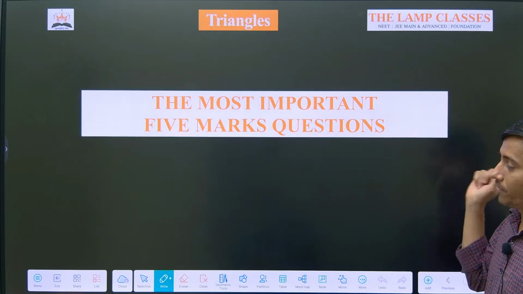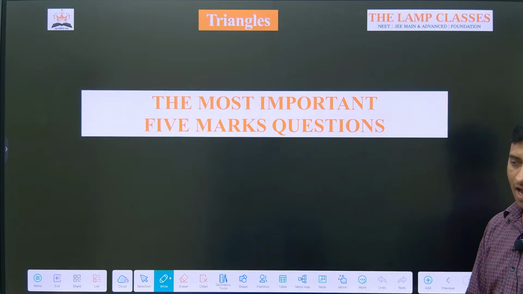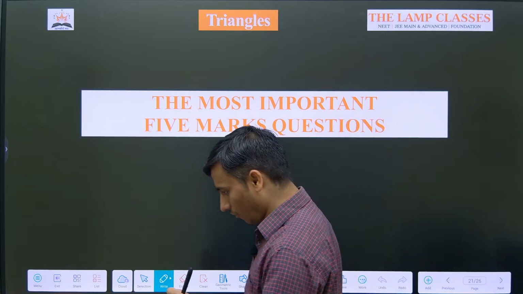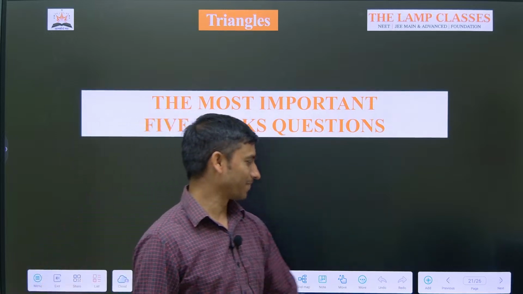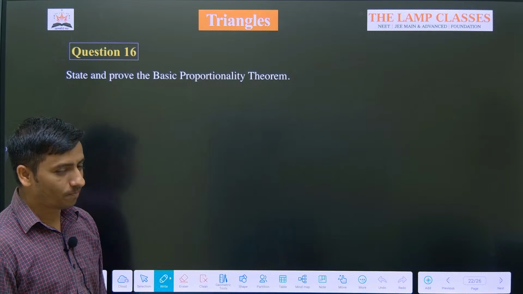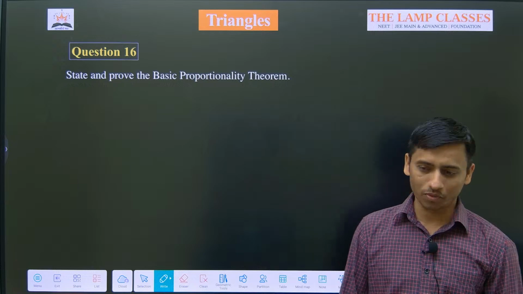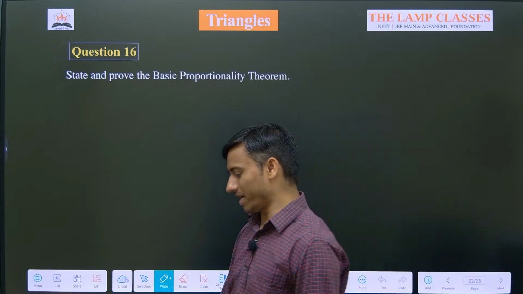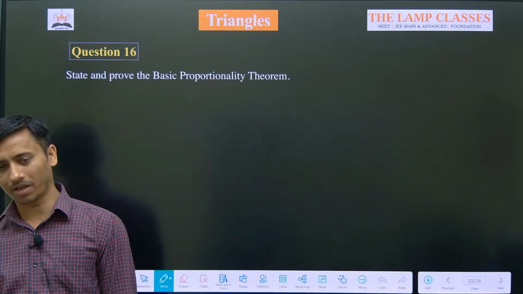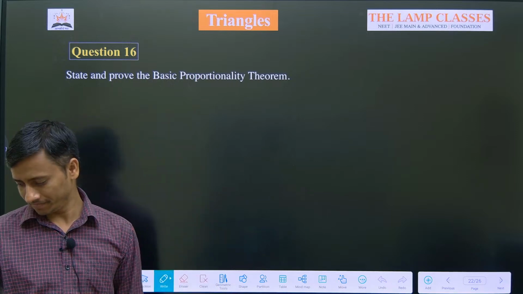Okay, so these were a few 3 marks questions. Now let's do a few 5 marks questions. And you know the most important question of 5 marks in this chapter: prove the Basic Proportionality Theorem. So all of you do it once again. I know most of you might have done this proof 4 to 5 times at least by now. Let it be the final time.